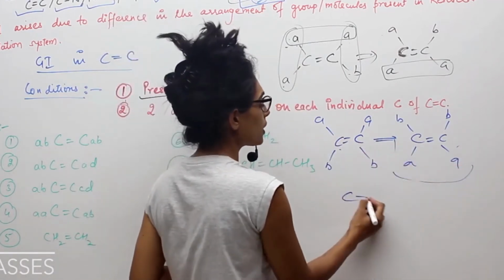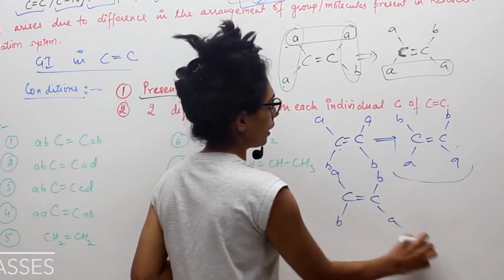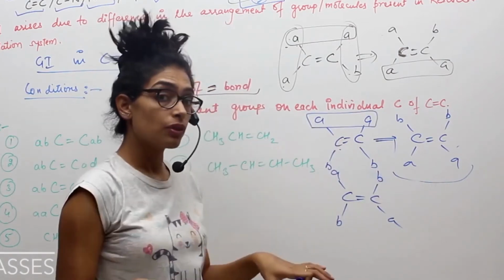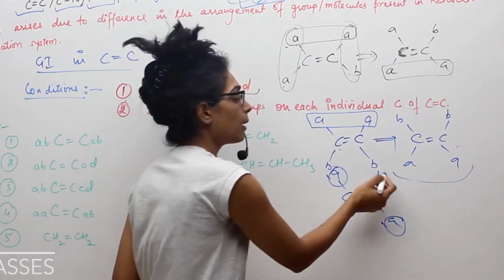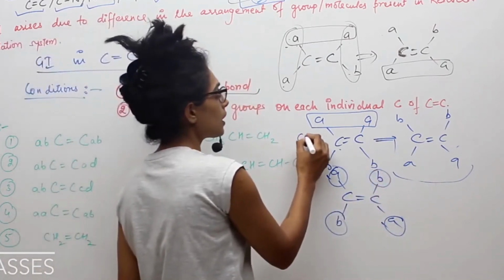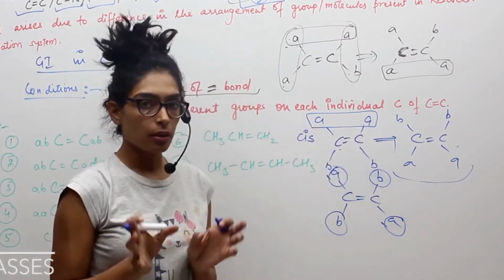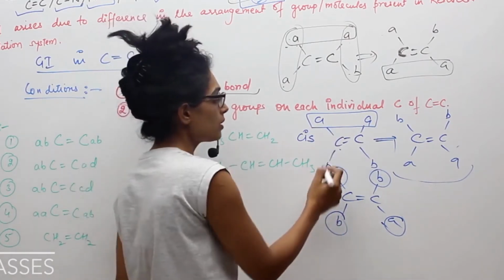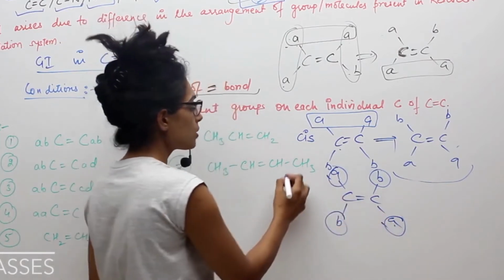But if I compare it with C double bond C, A, B, B, A, then it is different. In this case, A and A were in the same plane, B and B were in the same plane. Now A and A are opposite to each other, and B and B are opposite to each other. Anyways, I'll just tell you the name. This is called cis: when the groups are in the same plane facing the same area, that is called cis, and where the same groups are opposite to each other, those are called trans.